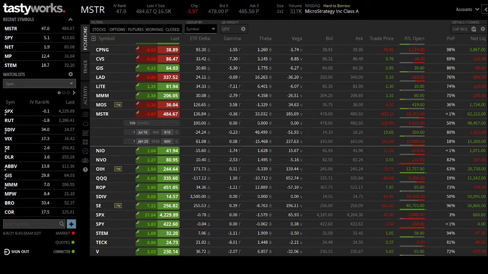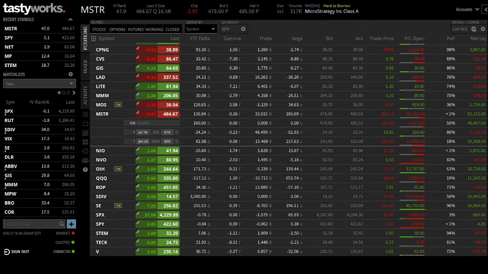I finally got assigned on one of my MicroStrategy put options. I was short one put at the 530 strike, and because of Bitcoin's recent correction, I was finally assigned MicroStrategy. MicroStrategy has so much Bitcoin on its balance sheet that for every 100 shares, you're basically long about 90% Bitcoin.